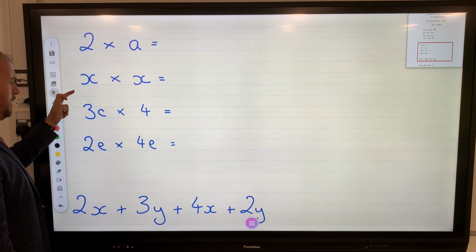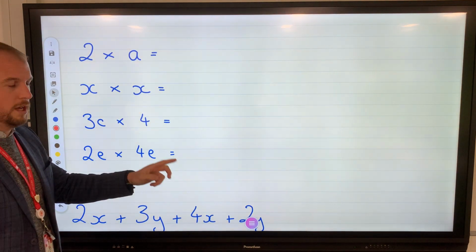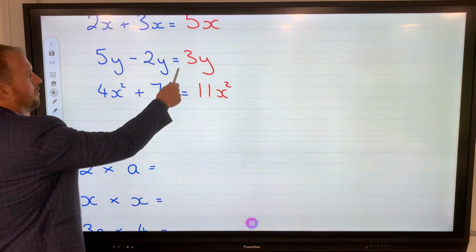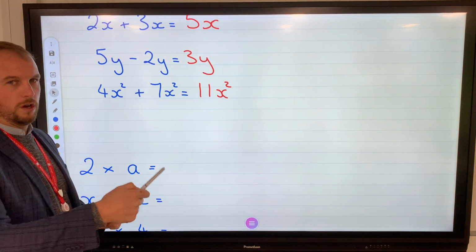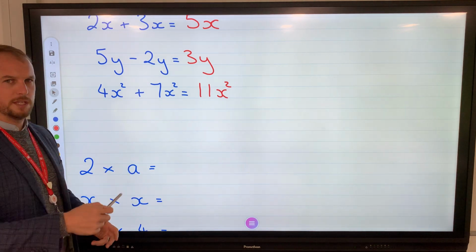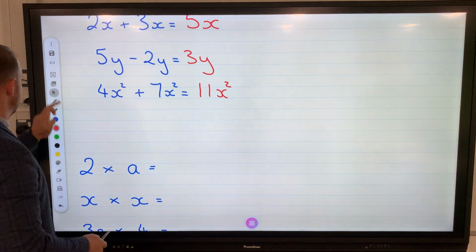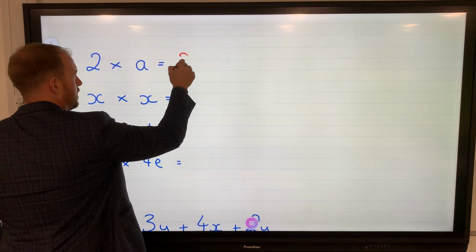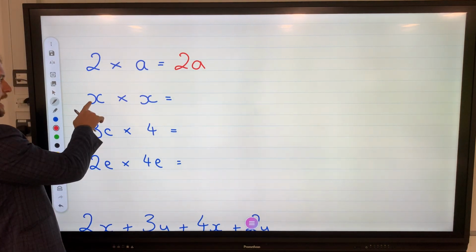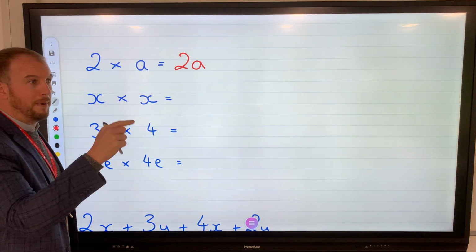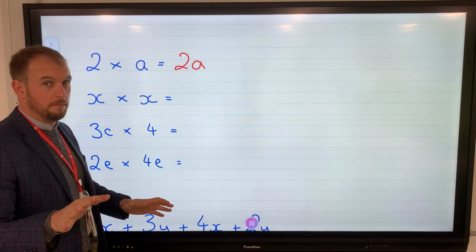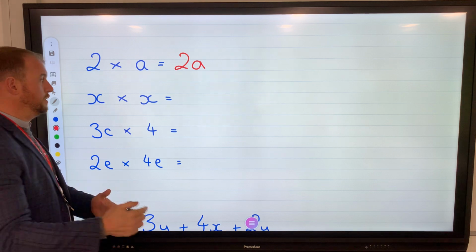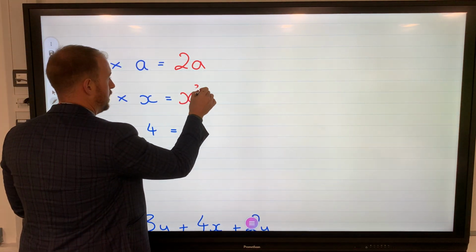So that's when we add and take away. But what about multiplication? Now, we've just said that this 3y means 3 lots of y because there's the imaginary times sign in the middle. So therefore, 2 times a is 2a. x times x. Oh, hang on, I'm timesing by itself. I should be ringing alarm bells now. To multiply by itself, square numbers, therefore it is x squared.